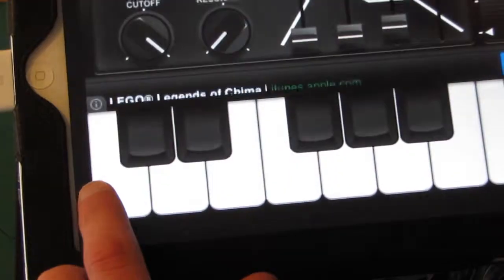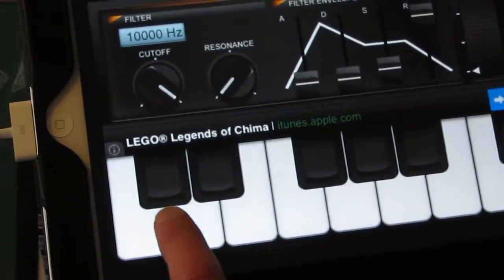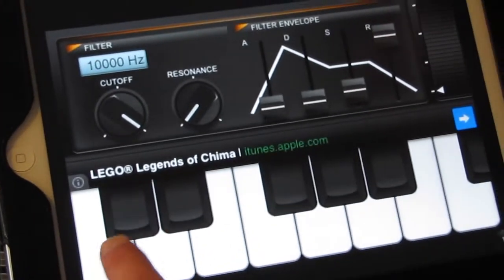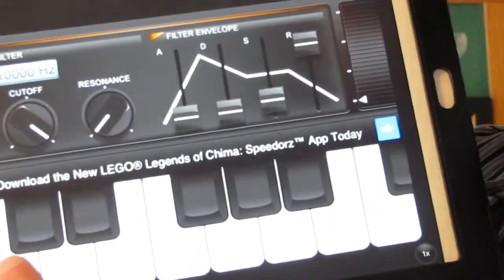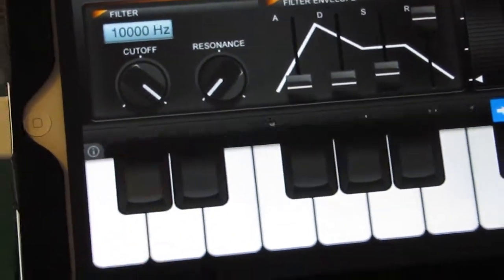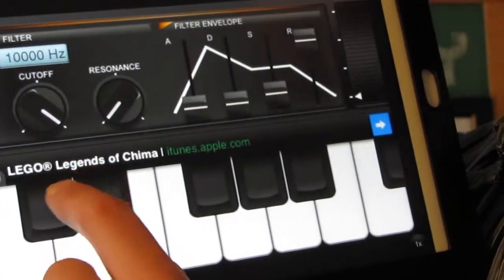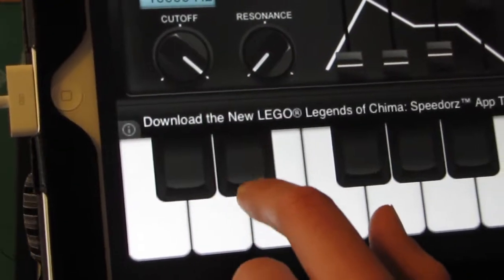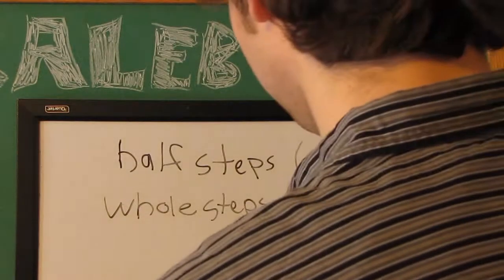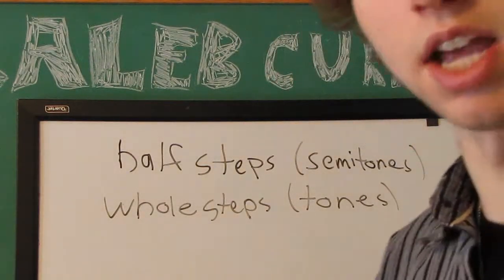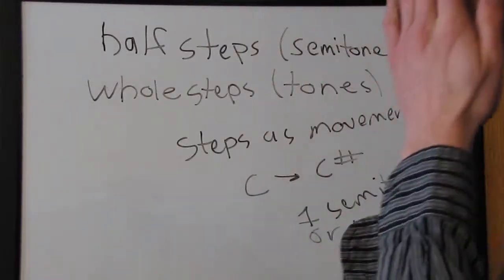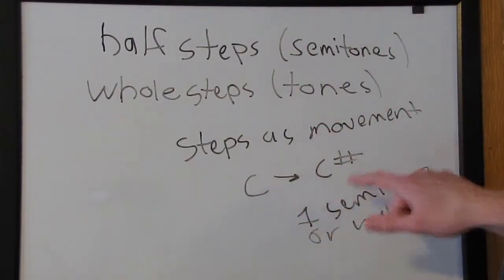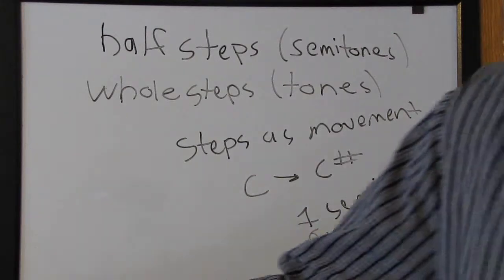So if we move from a C up to a C sharp right here, that's called a semitone. So the movement from C to C sharp would be a semitone. C sharp to D would be a semitone. D to D sharp, semitone. So basically, half steps, think of steps as movement. So C to C sharp is one semitone or half step, whatever you want to call it.